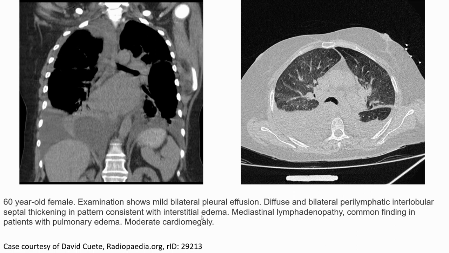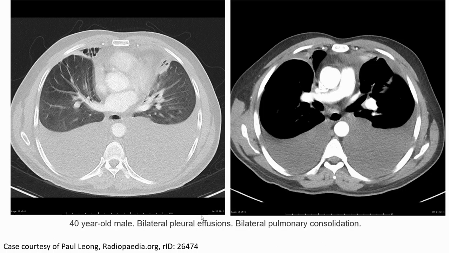This CT chest shows bilateral pleural effusions, diffuse bilateral hazy opacities and interlobular septal thickening in a pattern consistent with interstitial edema. Mediastinal lymphadenopathy is a common finding in patients with pulmonary edema, as is moderate cardiomegaly. Another chest CT shows bilateral pleural effusion and bilateral pulmonary consolidation.